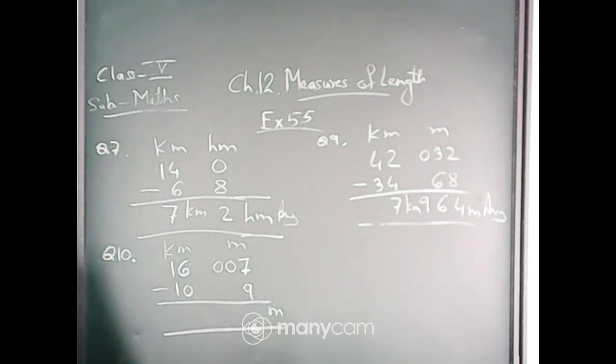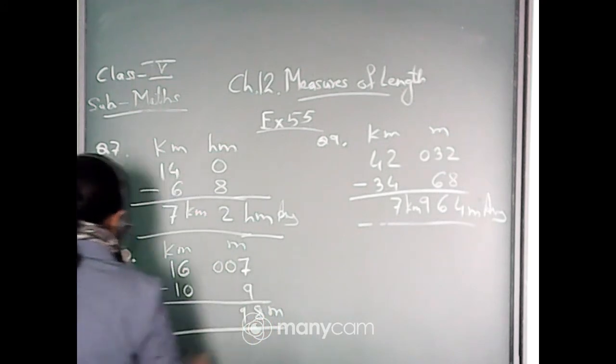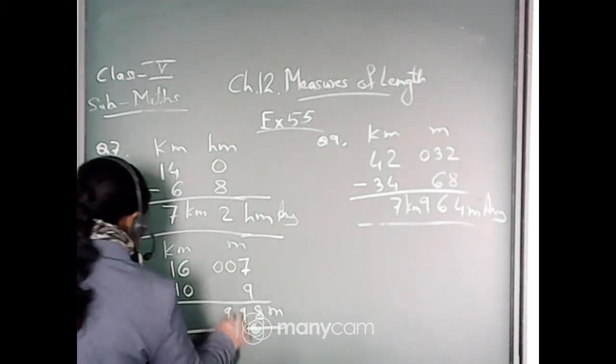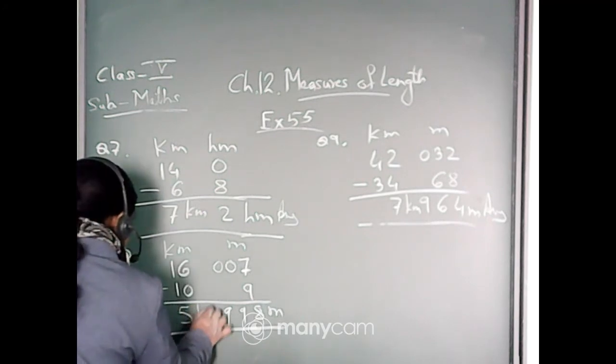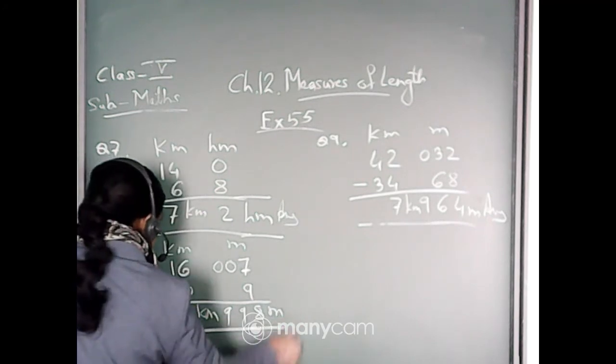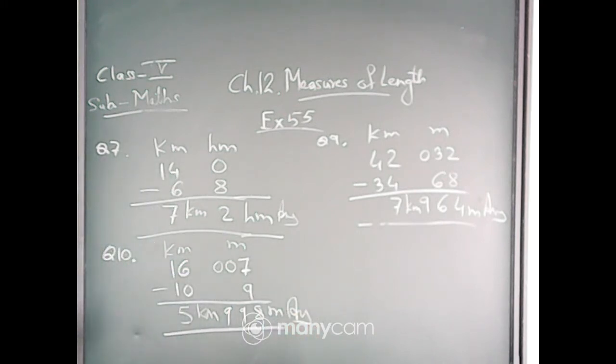So 17, 9, 10, 11, 12, 13, 14, 15, 16 and 17, that is 8. So 1 will be here, 9, and here also 1, that is 9, and this one is 5. That means 5 kilometer and 998 meter is the answer for question number 10. 5 kilometer and 998 meter.